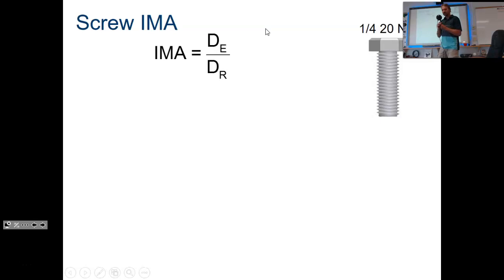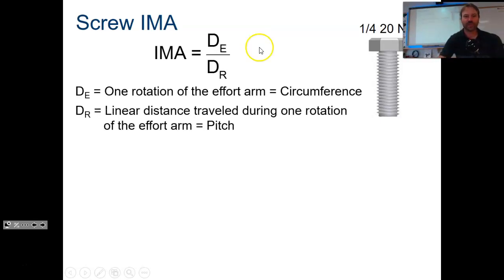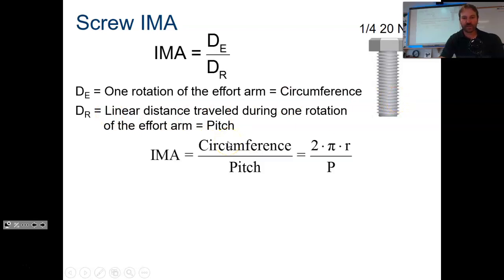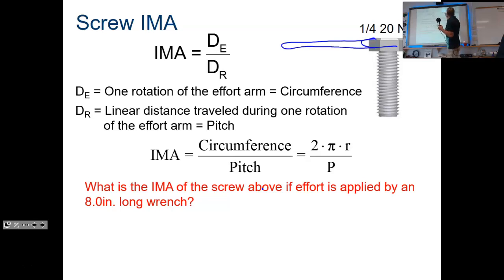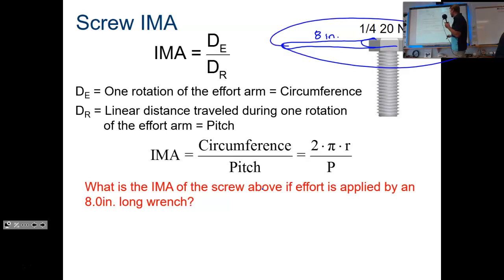So this can get a little complicated depending upon what you're using. Distance of the effort, 1 rotation. Distance of the resistance is 1 pitch, 1 thread. So here you go. What is the ideal mechanical advantage of the screw above if you use an 8-inch long wrench? And here we're actually going to do it. So we've got this wrench, and it's 8 inches.